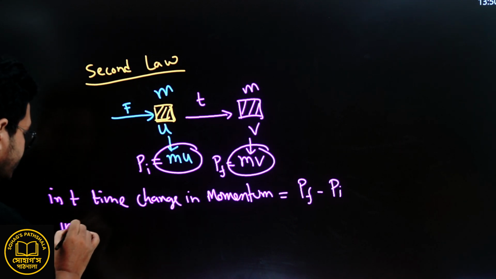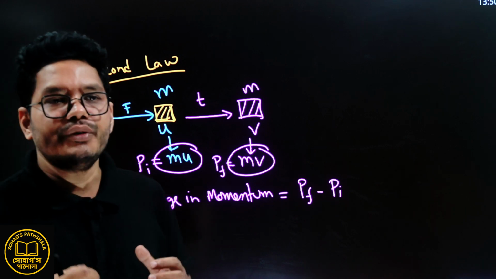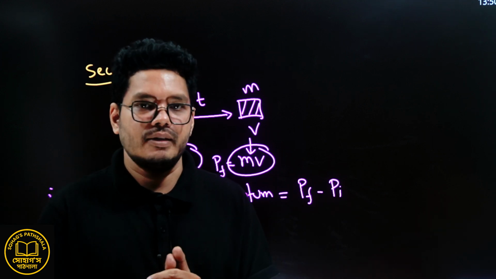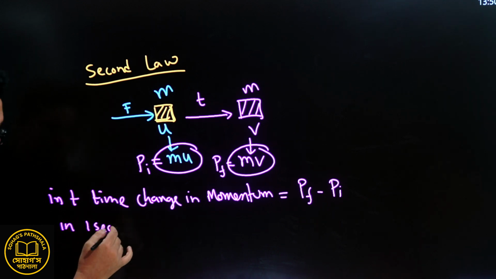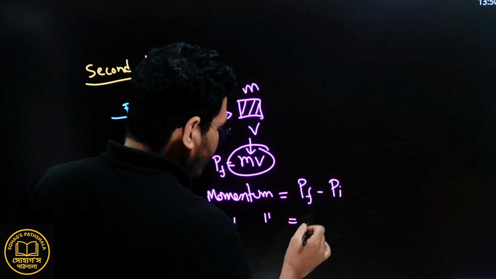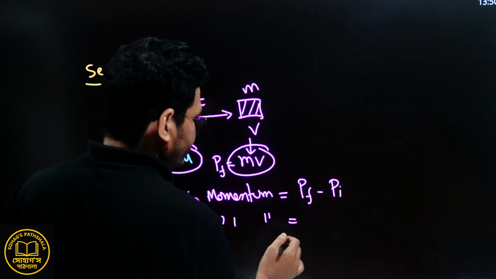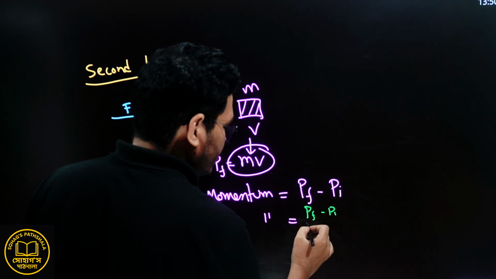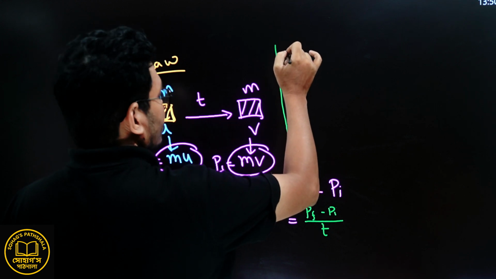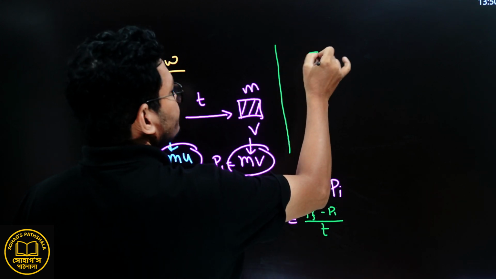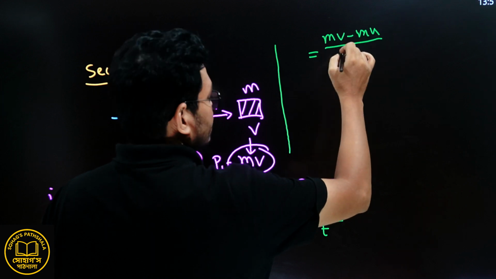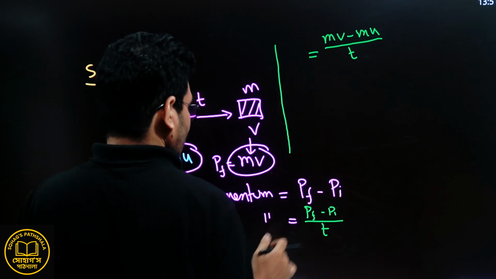And in 1 second, because our purpose is just to find the rate of change in momentum. The rate of change of anything means how much change takes place in 1 second. So in 1 second, the change in momentum is what? You divide this by the time: pf minus pi divided by time. So we can write this is equal to mv, final velocity, minus mu, initial velocity, divided by time. That's what we find.